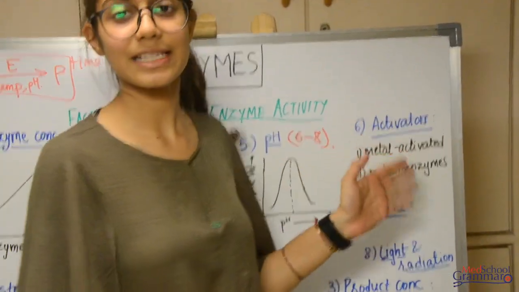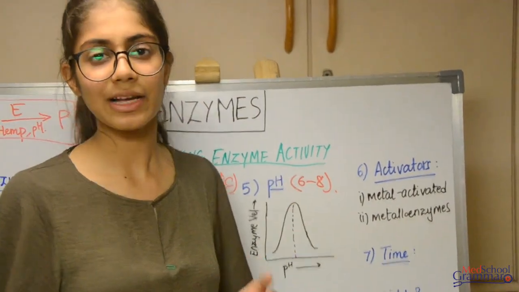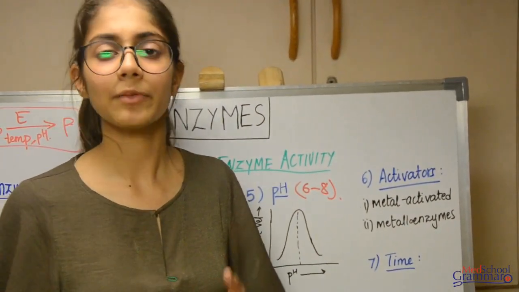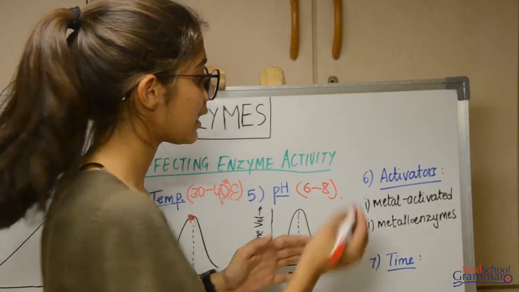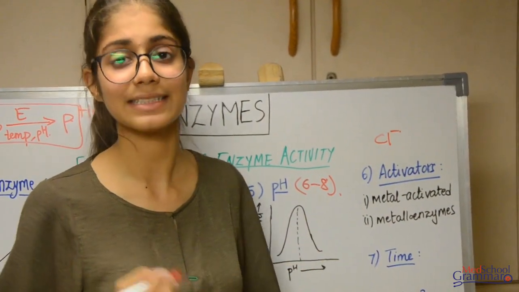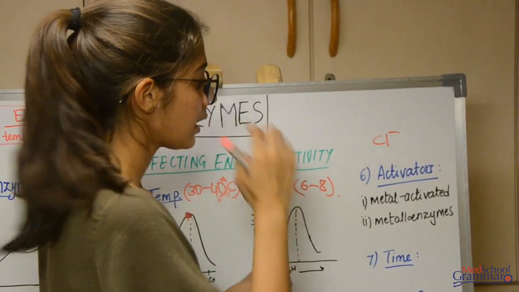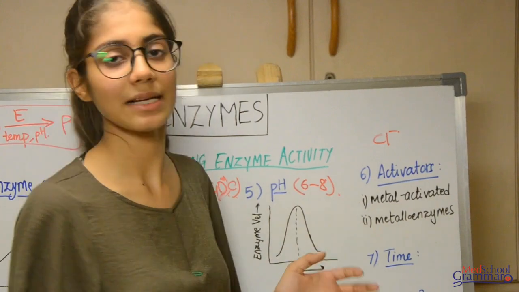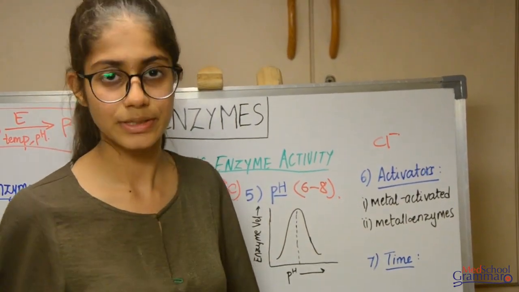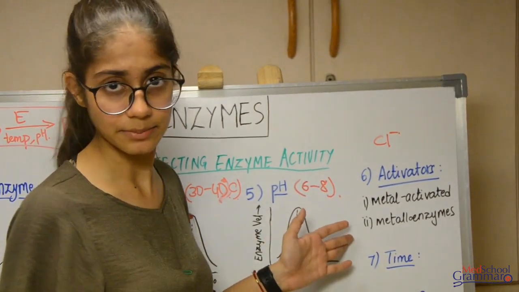We move on to the next factor, that is activators. Now activators are generally metal cations, but we also have an anion, that is chloride. Okay, chloride is a common anion which acts as an activator for amylase enzyme. Now, based on activators, enzymes are categorized into two groups. You have metal activated enzymes and metalloenzymes.